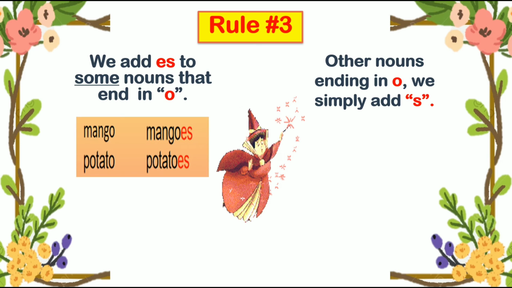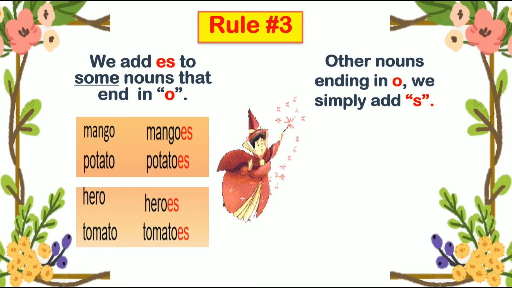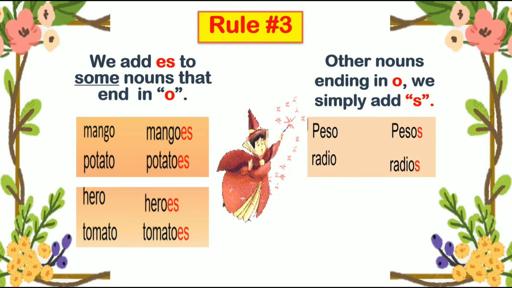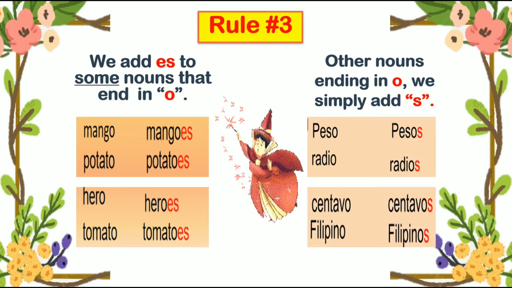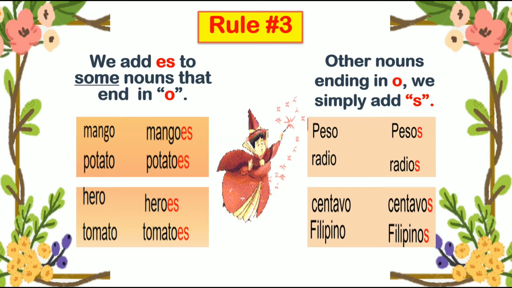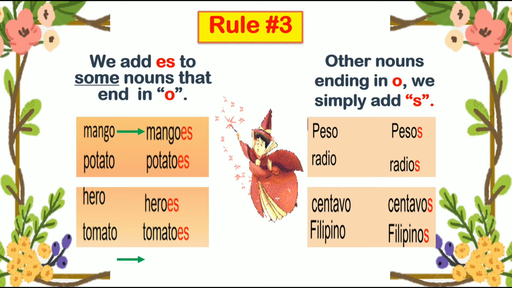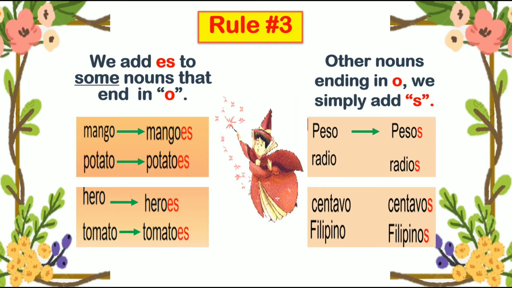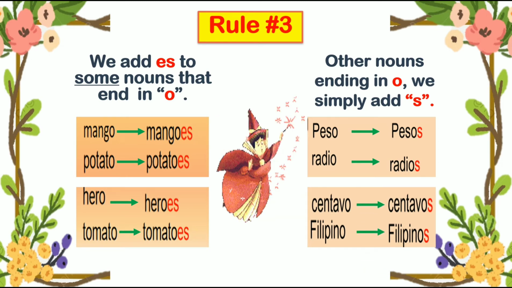Nouns such as mango, potato, hero, and tomato are nouns ending in O which form their plural by adding ES. On the other hand, we have peso, radio, centavo, and Filipino, which form their plural by adding S. So see in the examples, mango becomes mangoes, potato, potatoes, hero, heroes, and tomato becomes tomatoes. Peso is pesos, radio, radios, centavo, centavos, Filipino, Filipinos.